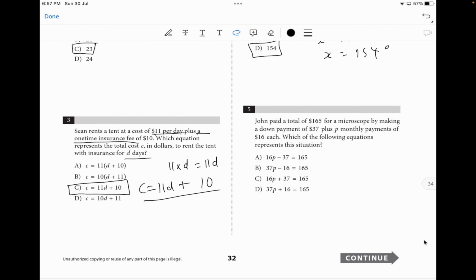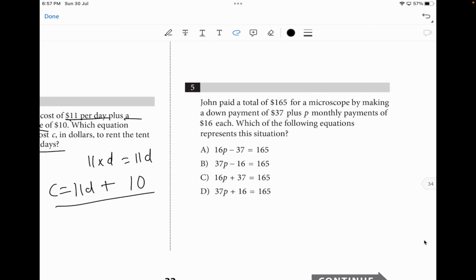Okay. Now question number 5 is, John paid a total of $165 for a microscope by making a down payment of $37 plus P monthly payments of $16 each. Which of the following equations represents this situation? So since he paid $165 in total, we know that the total value is going to be $165, by making a down payment of $37 plus P monthly payments of $16 each.